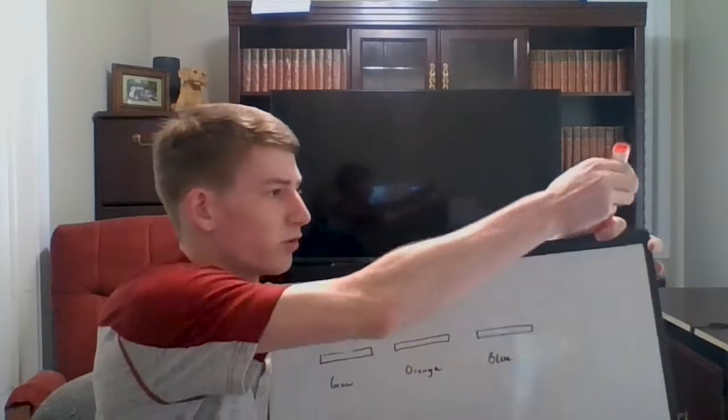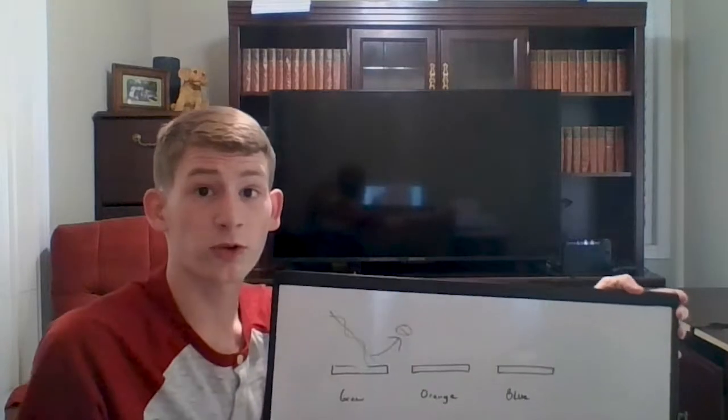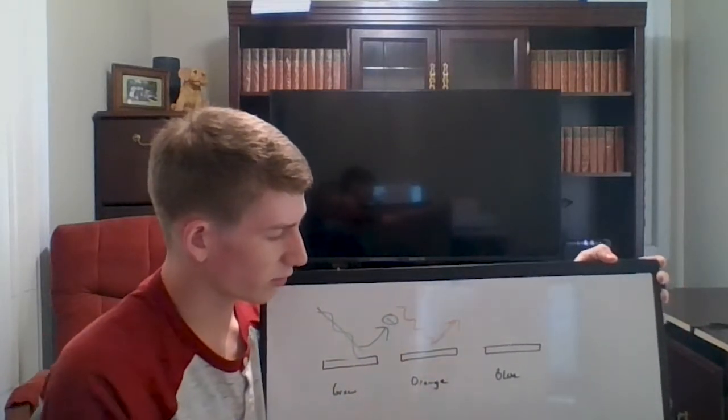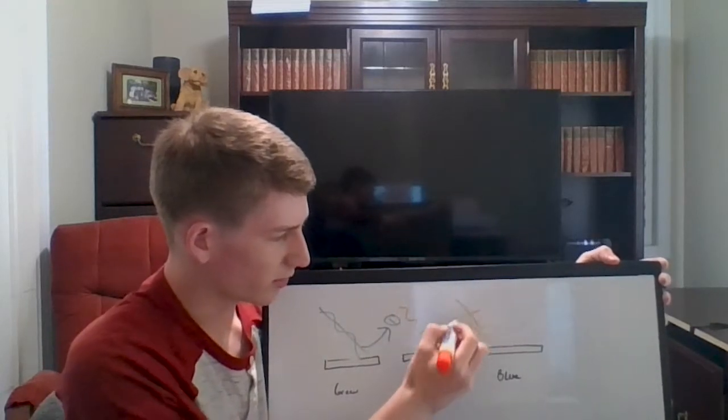Orange is lower on the spectrum than green, so it would have less frequency. So it doesn't matter how intense this beam would be, if it has less frequency, then an electron would never be emitted.